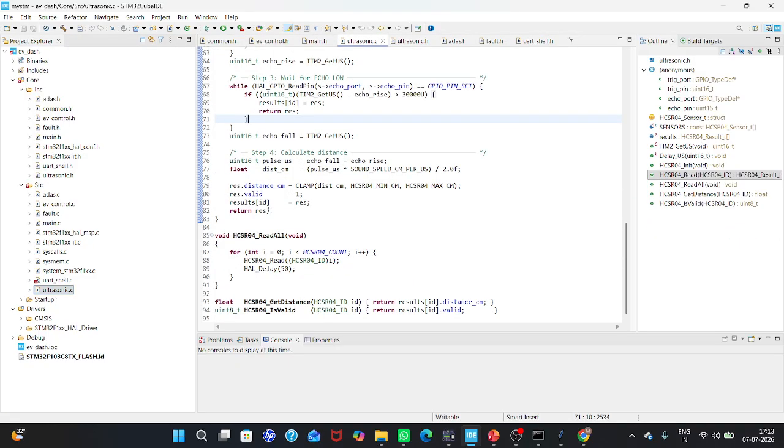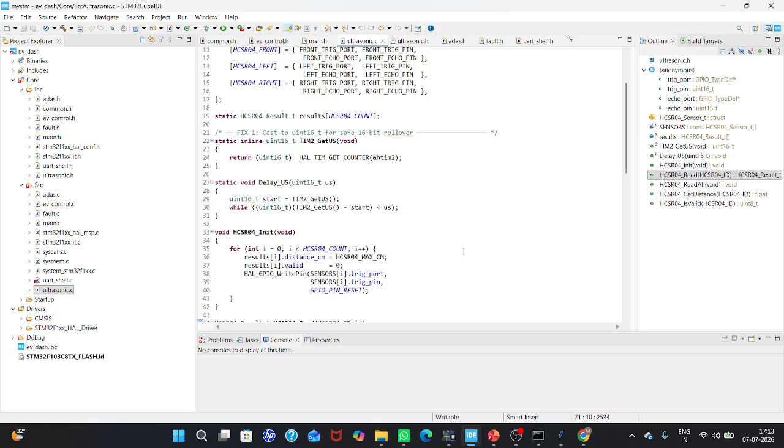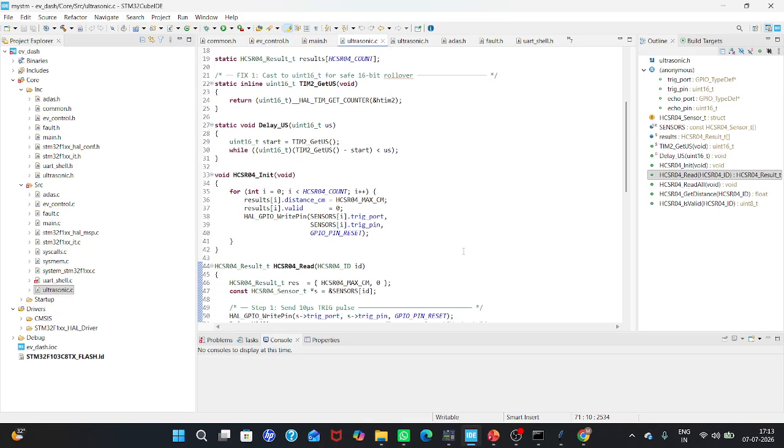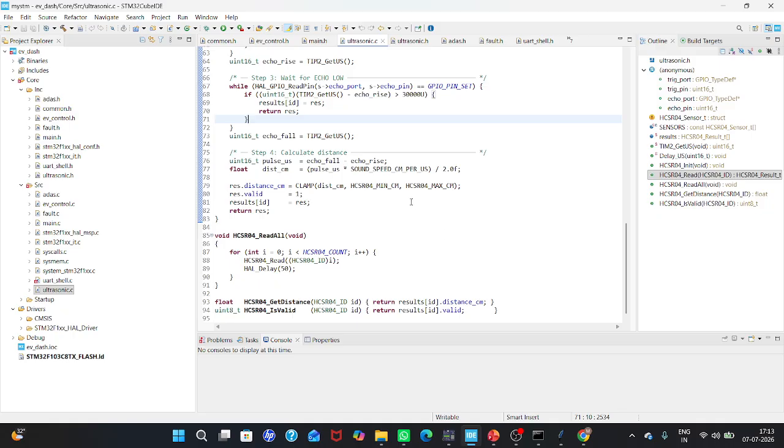Ultrasonic.c. This file generates a 10 microsecond trigger pulse to the sensor, waits for the echo signal, measures the echo duration using Timer 2, converts the measured time into distance using the speed of sound, and stores the calculated distance for the ADAS module.